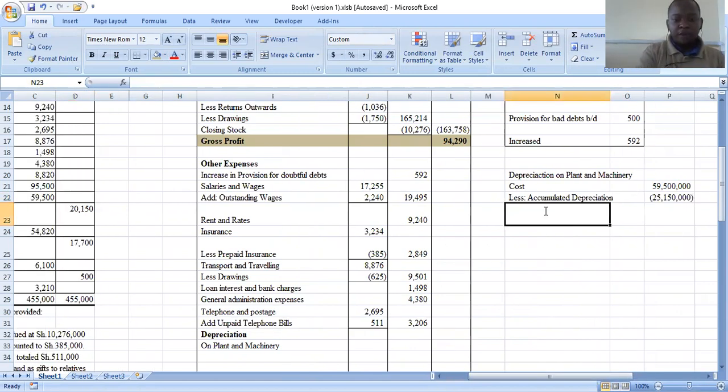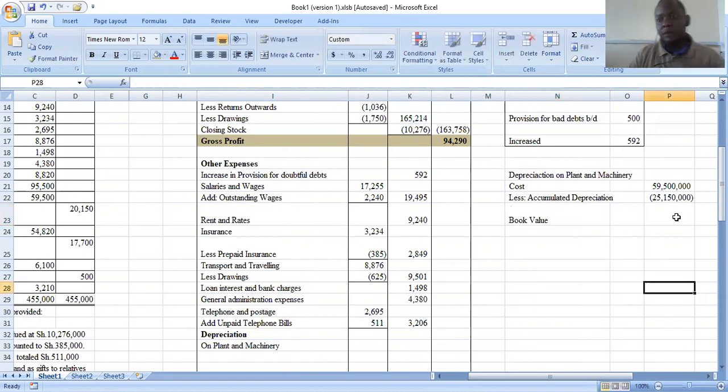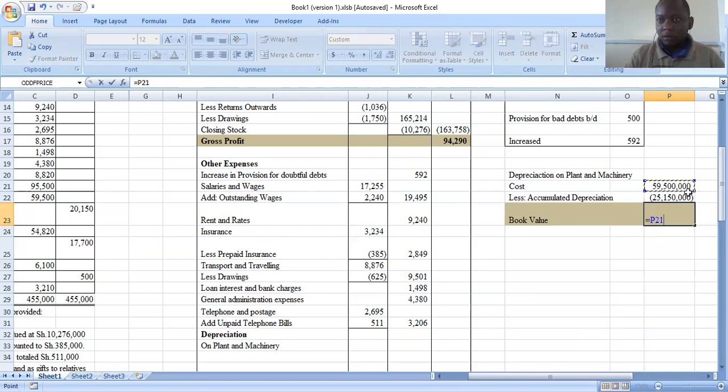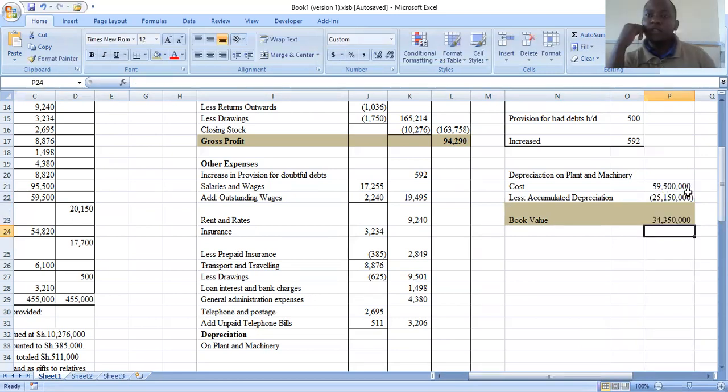So therefore now its book value shall be equal to 59,500 minus 25,150, which is equal to 34,350. So 34,350 is the reduced book value of plant and machinery.